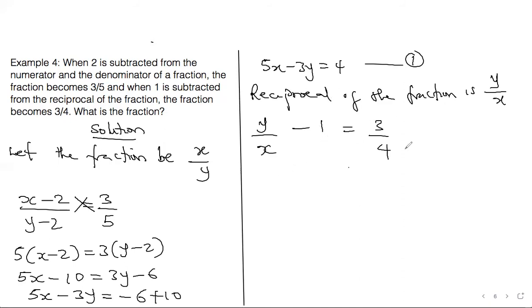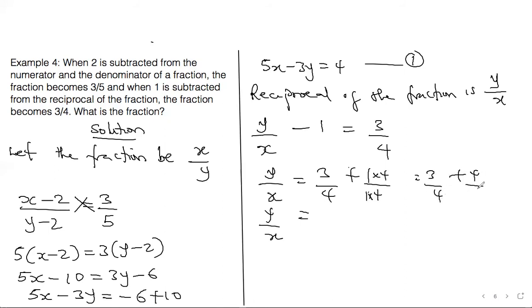If you take this minus 1 to the other side, you have y over x equals 3 over 4 plus 1. We make this the same denominator. This is 4 and 4. This is 1 over 1. So this will be 3 over 4 plus 4 over 4, which is 7 over 4. So if we cross multiply from here, you will know that 4y equals 7x.